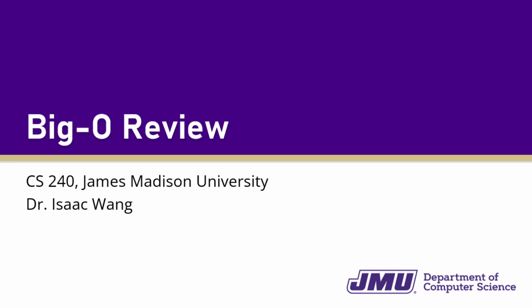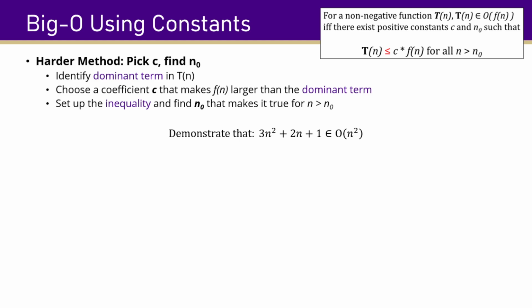All right, so I'm going to do some review of Big O and how we can demonstrate it using the different methods that we've learned. So first of all, I'm going to use the definition of Big O that requires you to find constants, right? Constants C and N naught. And so there's two ways of doing this.